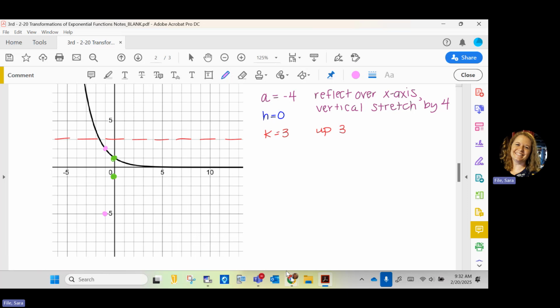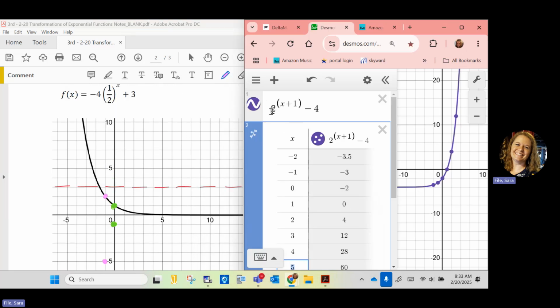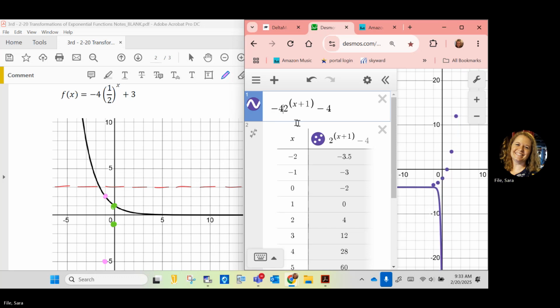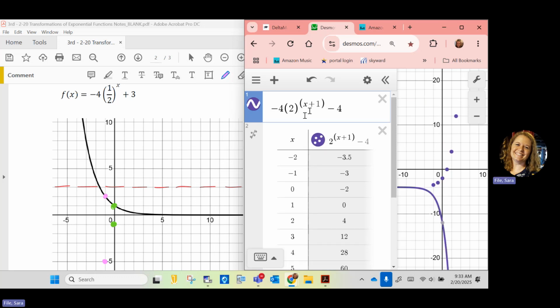If you prefer to use Desmos, again, this is what it would look like in Desmos. I would type my equation. Okay, this time I've got a -4 in front being multiplied by that 1/2, which is raised to the x. There's no +1 this time, no h.